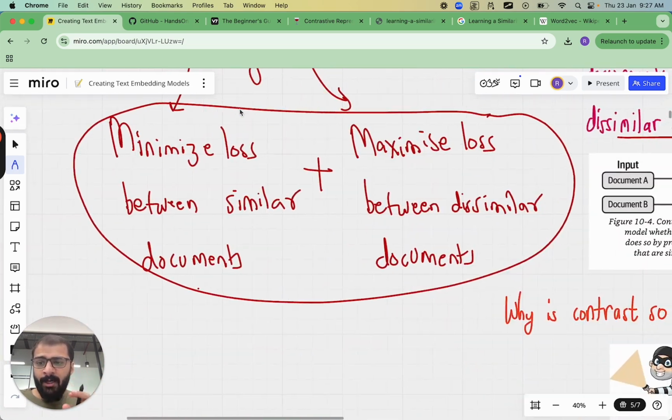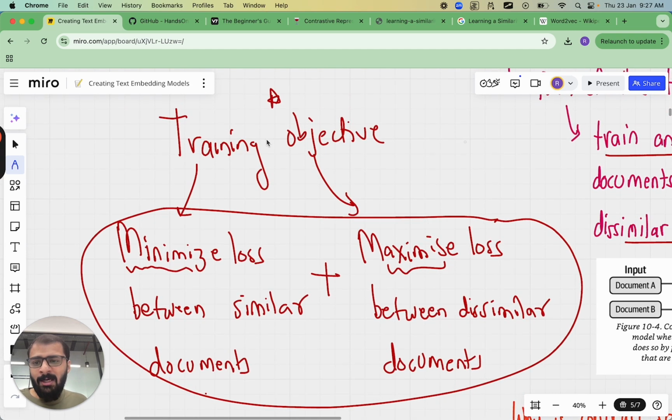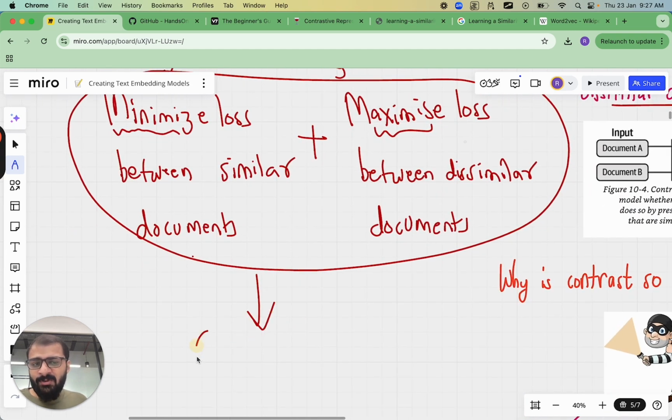That's why it's called contrast. If we were just minimizing the loss between similar documents, the name would be different. It would just be like a normal training procedure which we have in neural networks, let's say. But the novelty here comes from the fact that we are also maximizing the loss between dissimilar documents. So here you see we have minimize and maximize in the same training objective, and that's why it's called contrastive learning.